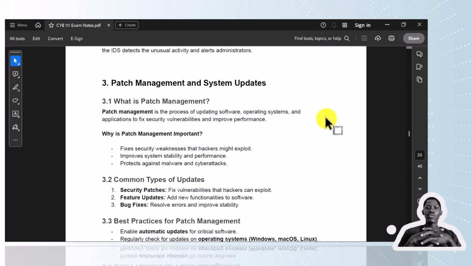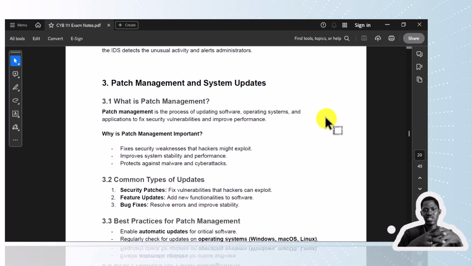So, common types of updates that we have in patch management: security patches, feature updates, bug fixes. You can see these three different common types of updates. Security patches, straight up, you know what that is: fixing vulnerabilities that hackers can exploit. That's security patches. Now, feature updates, that's adding new functionalities to the software, right?